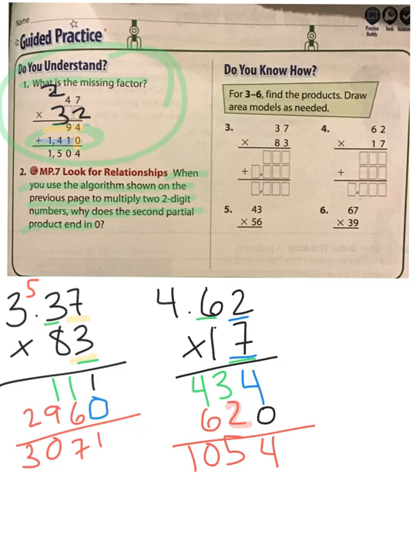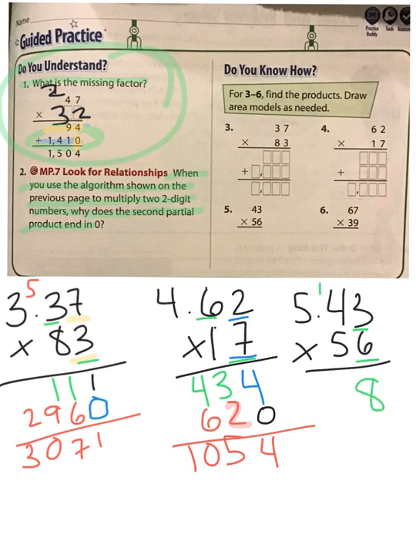Let's do number 5. I think I'm going to skip number 6 because I'm not going to have room on here. And you can go ahead and do that one on your own when I'm done with this one. We have 43 times 56. Start with your ones. 6 times 3 is 18. Put your 8, regroup your 1. 6 times 4 is 24, plus 1 more is 25.